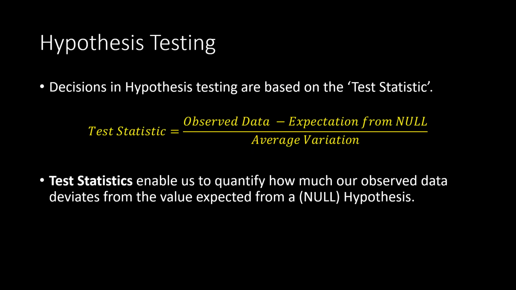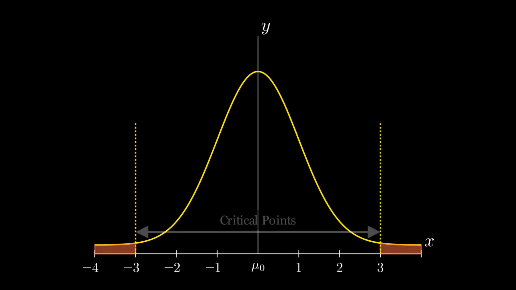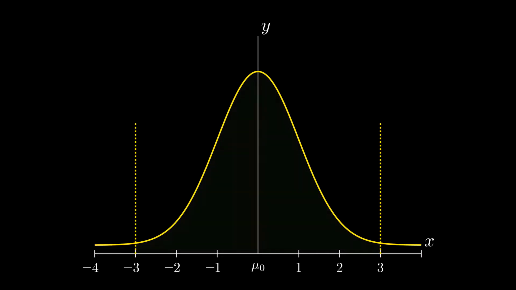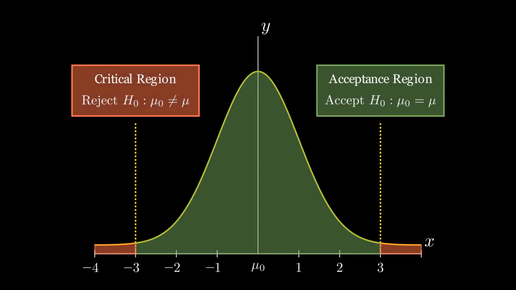Decisions in hypothesis testing are typically based on the test statistic, which is given by the formula highlighted in yellow. It enables us to quantify how much our observed data deviates from the value expected from a null hypothesis. Hypothesis testing starts by identifying what are called critical points. Critical points enable us to divide the distribution into an acceptance region where we accept the null hypothesis and a critical region where we reject the null hypothesis.